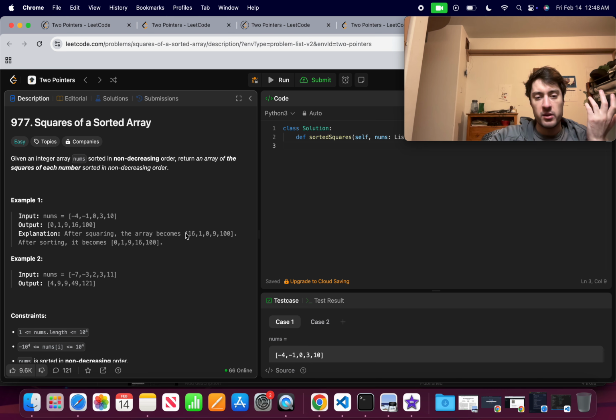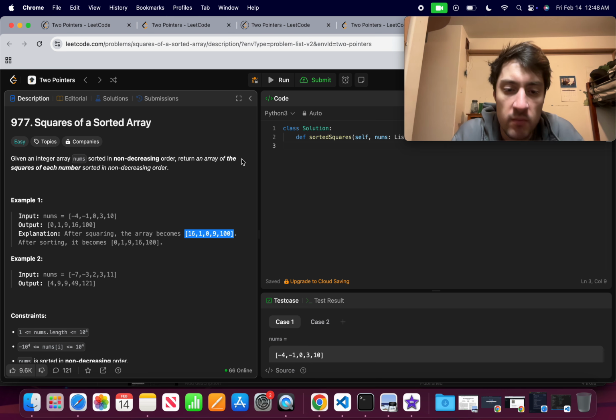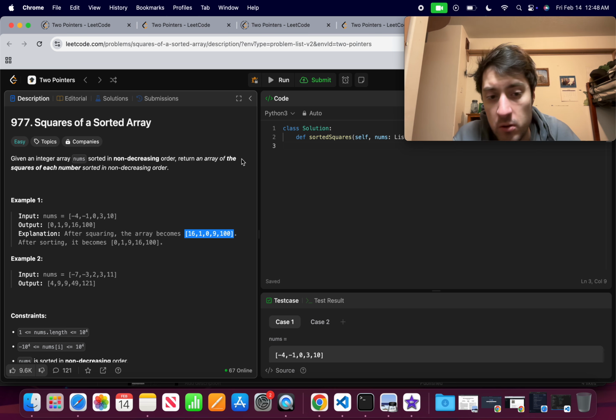I have an array. I'm drawing a blank. How do I actually get that? How do I sort that in place? Or, I guess it doesn't need to be in place. What if I have another array?